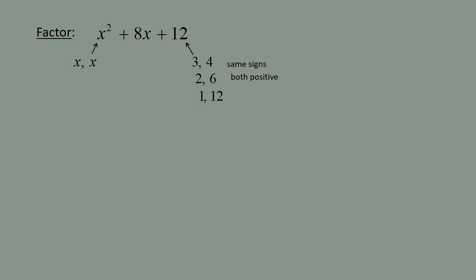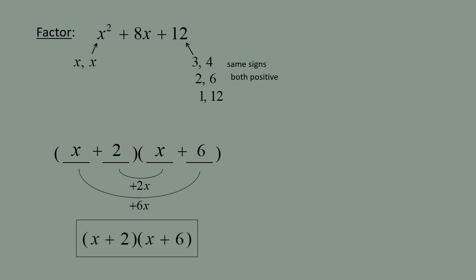So again, we'll use the factors from the first term, x and x, to go in the first positions of our binomials. And now we'll use the factors 2 and 6 from the last term to go in the second positions. And now we can check the inner product, 2 times x, and the outer product, 6 times x, and you can see that these do add up to 8x. So this combination works, and we have correctly factored this trinomial. Once we've found a combination that works, we're done, and we don't need to check any others.